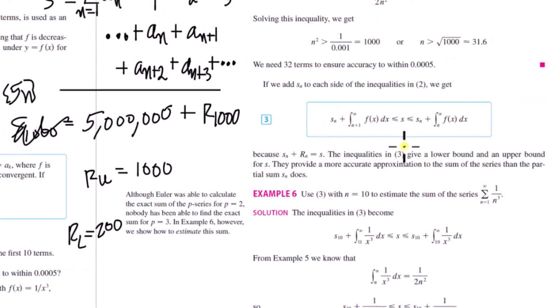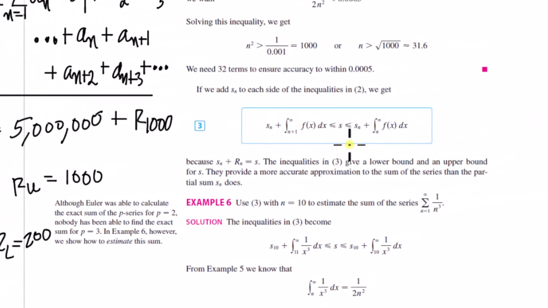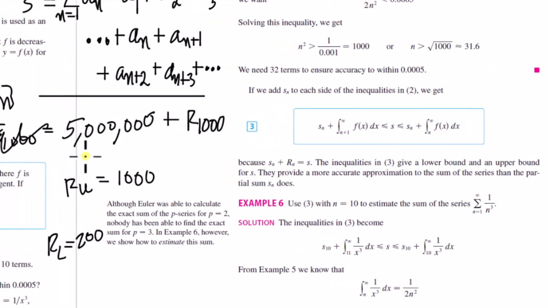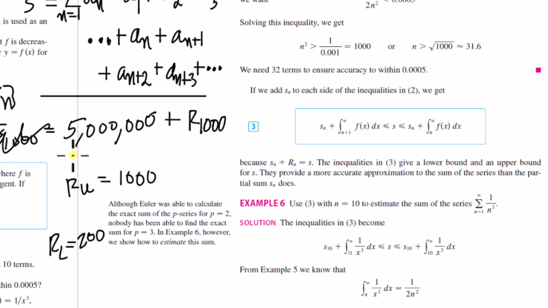Okay, and again, this is another way of looking at it. If you wanted to, you add S sub n to the entire inequality and you get a bound on the infinite sum. That would be like saying here that we know the actual infinite sum is somewhere between 5,001,000 and 5,200,000. That's what this is telling you. So you can analyze it from whatever angle you want.